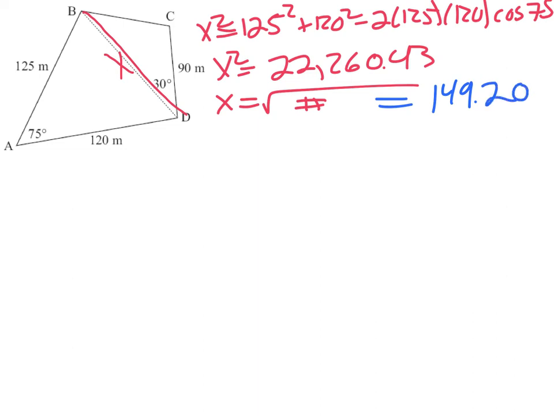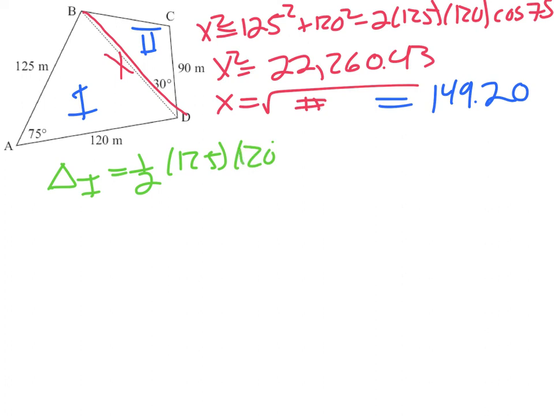Alright, I can now move on to finding the area for my triangles. So we have triangle 1 and triangle 2. We have side angle side for each one, so I can use the first formula. Looking at triangle 1, if I were to find the area, it would be 1/2 times 125 times 120 times the sine of 75. And I get 7,244.44.